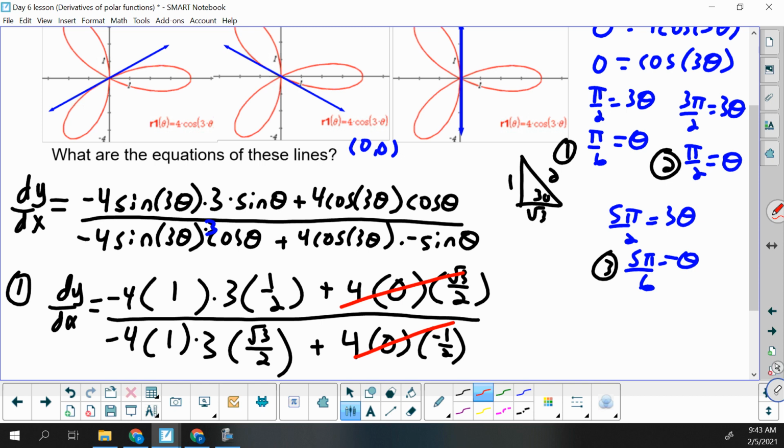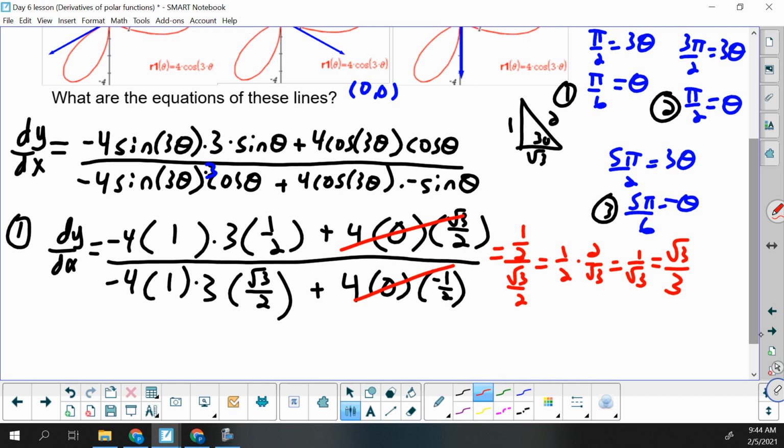Negative 4's divide out, 1's divide out, 3's divide out. So this is really just 1/2 over square root of 3 over 2, which is 1/2 times 2 over square root of 3. So this is just equal to 1 over square root of 3, or in other words, square root of 3 over 3. That's our slope. And because we had 0, 0 as our point, it's really like we have y minus 0, which is y, and then our slope times x minus 0, which is just x. So that is our equation of our tangent line for that first one.